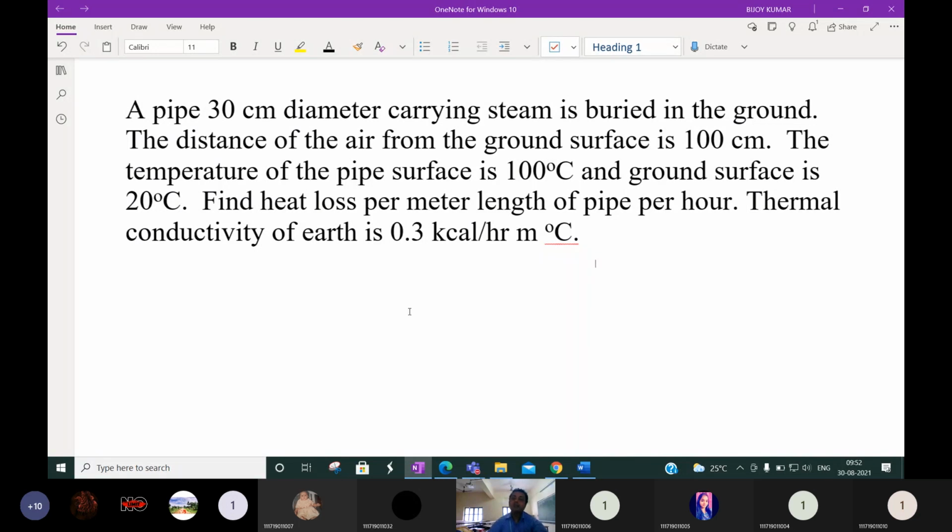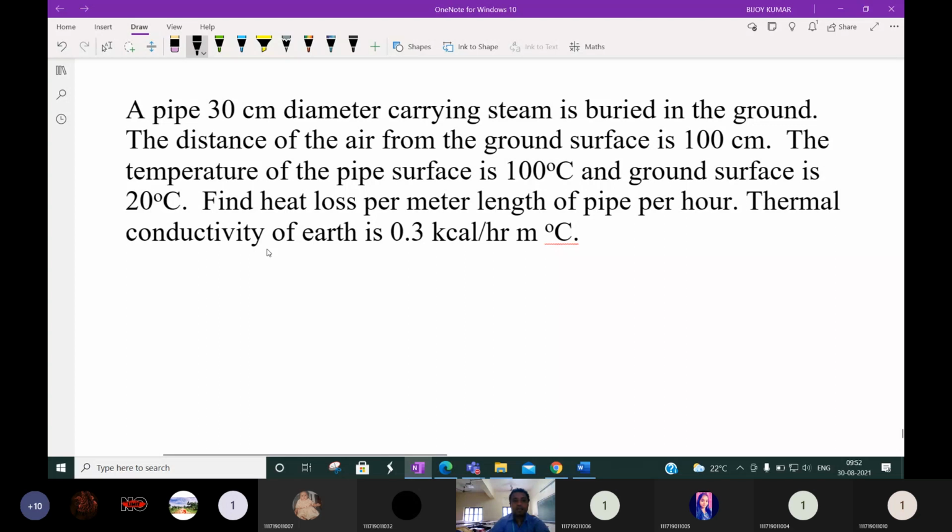Okay. So first thing what we have to do. I told you whenever any problem in heat transfer comes, first thing you have to visualize it. For visualization, what you have to do? Make the image or the figure of that question, and represent the information given in the question. So let me do it.